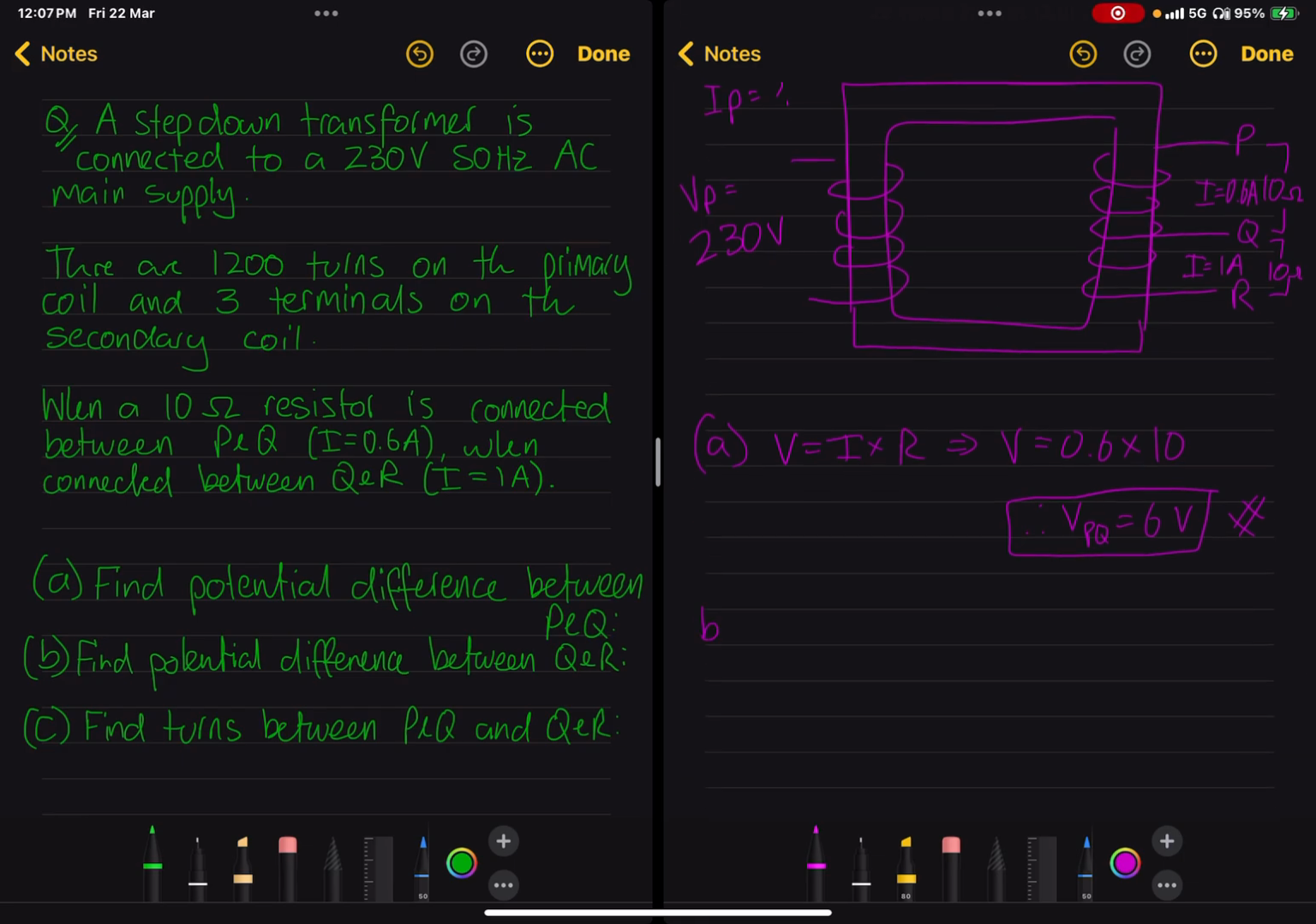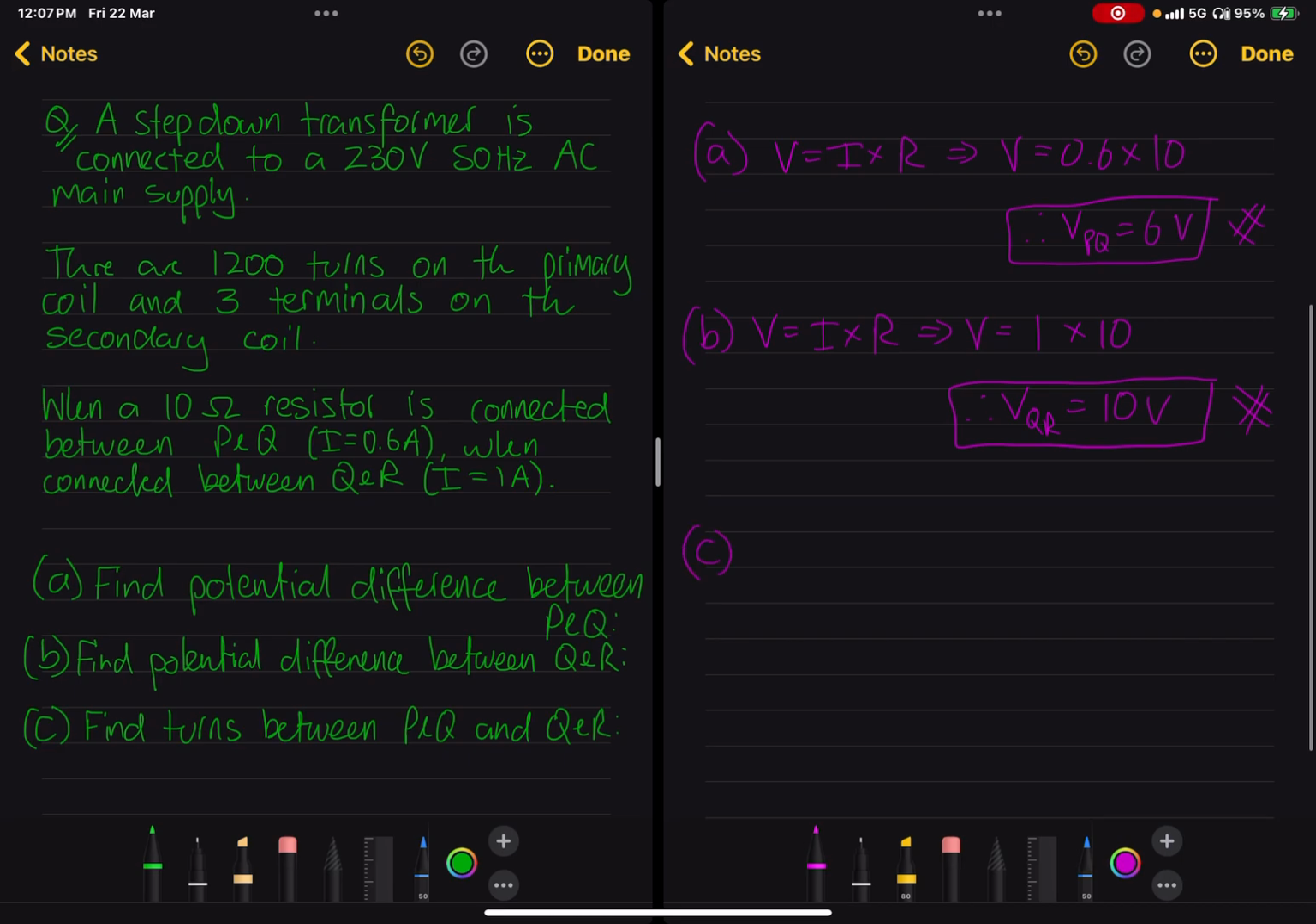For part B, we're told to find the potential difference between Q and R. Again, we're going to connect Q and R, then we're going to ignore P and all the turns above Q. So now V is I times R, and this tells us the voltage is the current, which is 1 amp in this case, multiplied by the resistance, which is 10. So the voltage between Q and R is going to be 10 volts. So these are pretty easy if you think about them the right way, right? Ignoring turns that are not connected, we can find these two voltages.